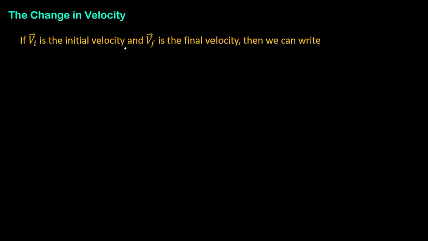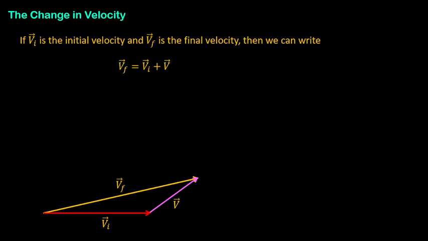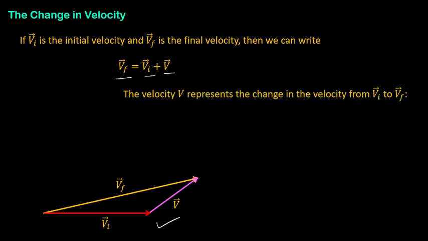If Vi is the initial velocity and Vf is the final velocity, then we can write Vf equal to Vi plus V according to this triangle. The velocity V represents the change in the velocity from Vi to Vf. That is, when this velocity is added to the initial velocity, we get the final velocity. We express this as the change in velocity is Vf minus Vi.